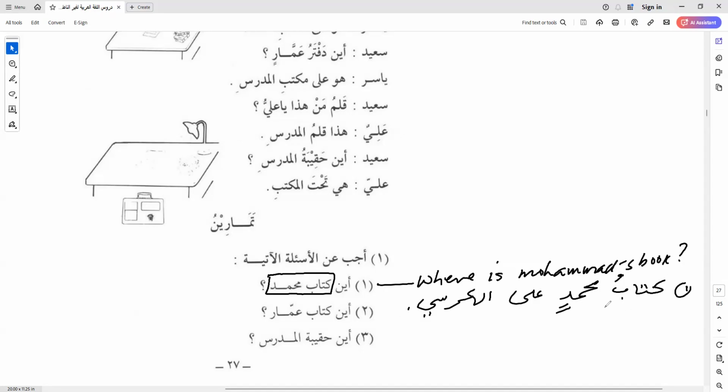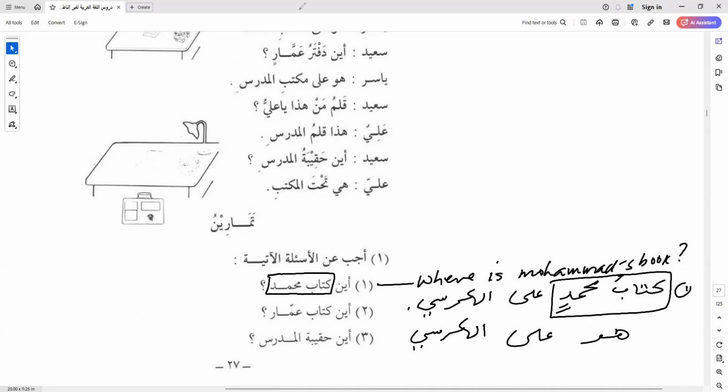Or you can just say Huwa. You can just take away the Kitabu Muhammad and then you say Huwa ala al-kursi. It is on the chair. But I would prefer you using Kitabu Muhammadin so that you can practice your possessive skills in Arabic.